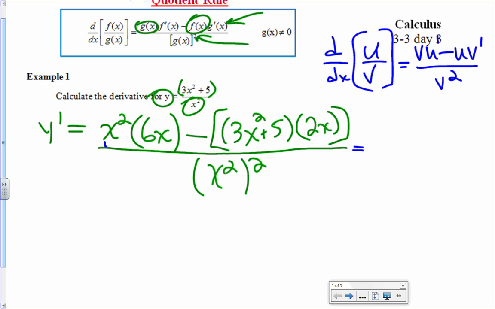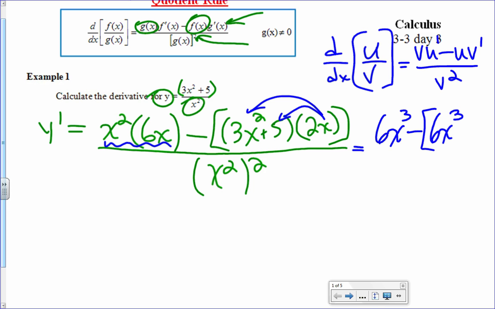This first term here can just become 6x to the third minus, and I'm going to keep those brackets in there for now. I'm going to be careful. And basically, we have to distribute the 2x, right? So we're looking at 6x to the third, and then plus 10x. Do you agree that's our numerator so far?